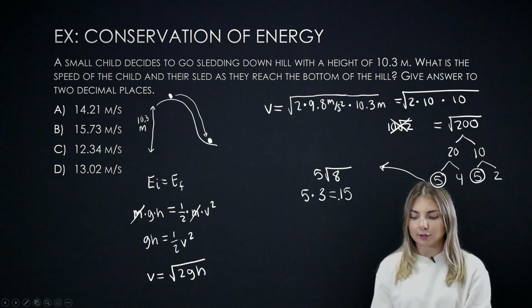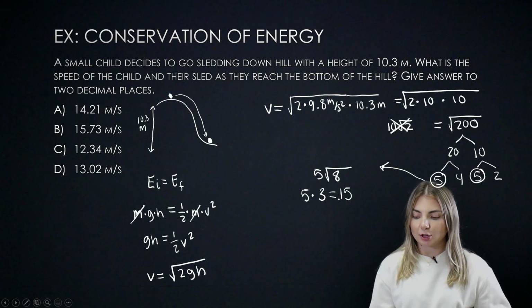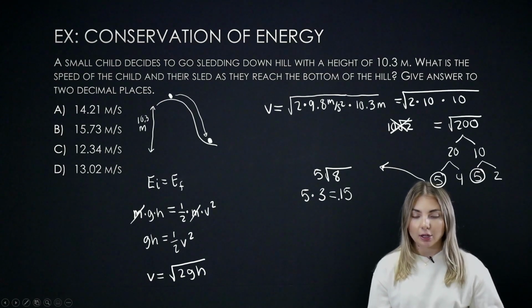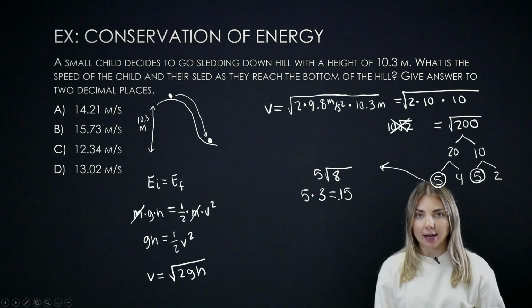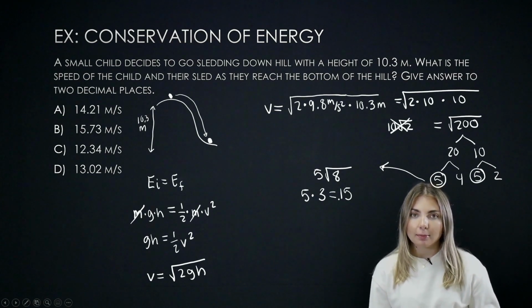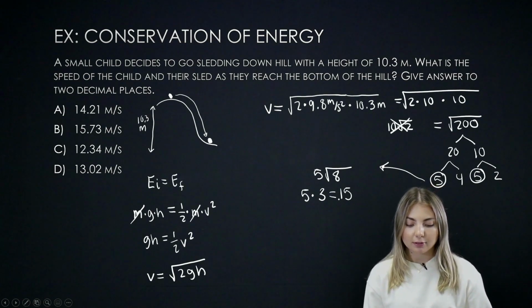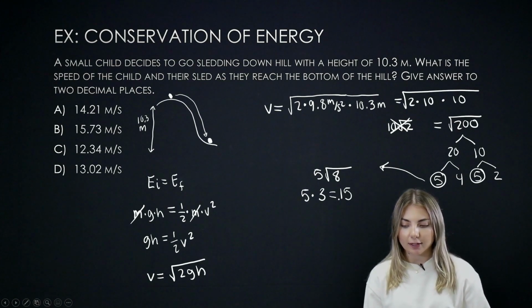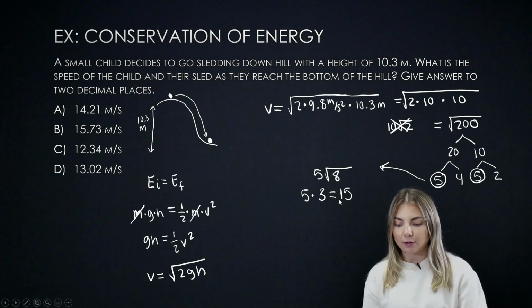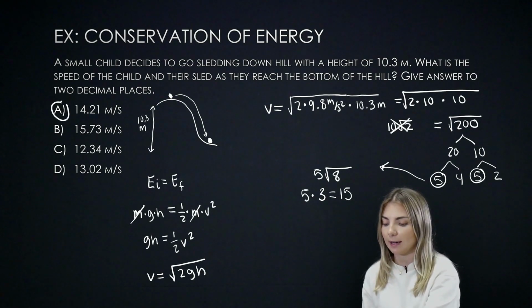But looking at our answer choices, we might not be sure between A and B, but what I will say is that looking back at that 8, we know that we rounded up when we found the square root. So therefore, we know that our answer has to be slightly less than 15 in order to account for this. So we know that our answer choice is going to be A, 14.21 meters per second.